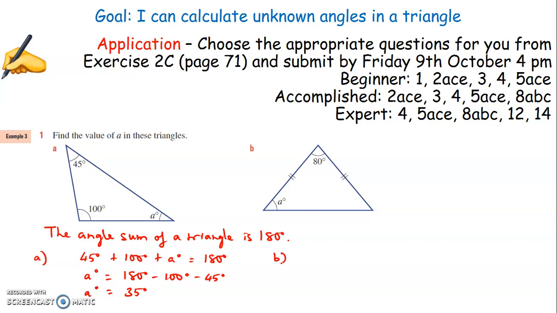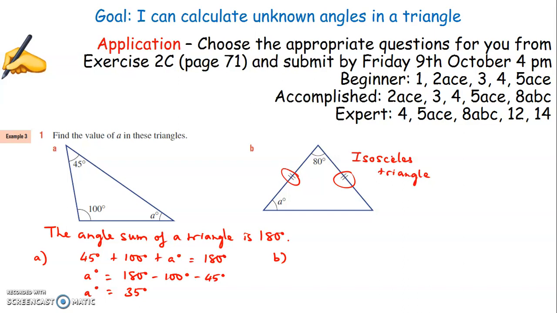And then for B, we're going to do a similar thing here. The difference about B is that we only have 2 angles. So what's going on here? What I've noticed is that these two sides are equal. They both have 2 dashes, so they are equal. And that means that here we have an isosceles triangle.